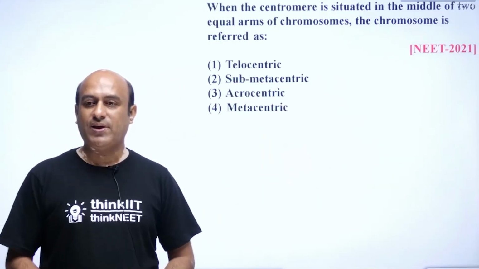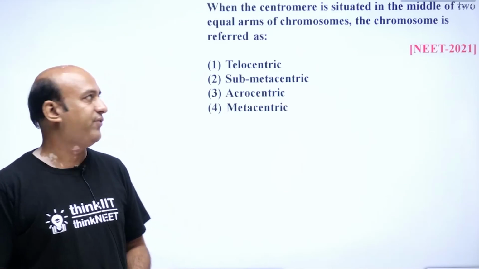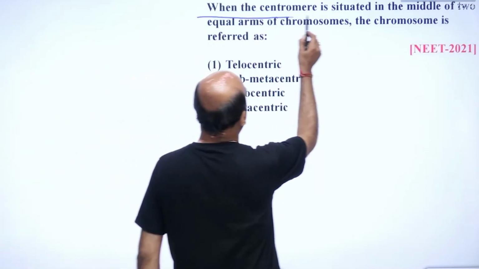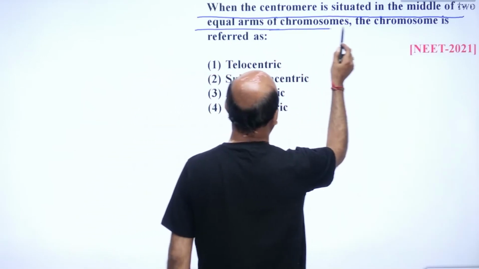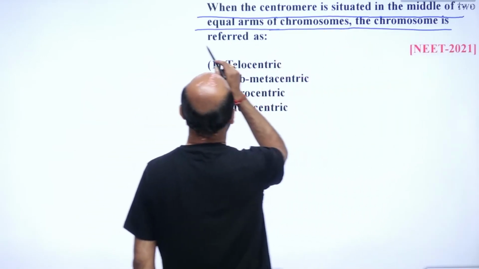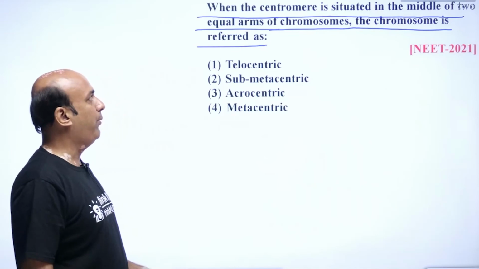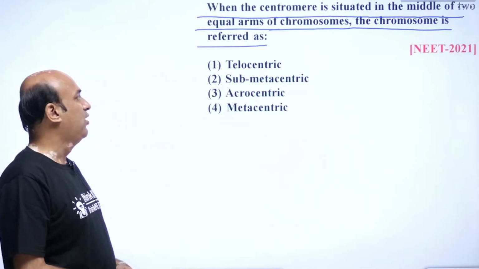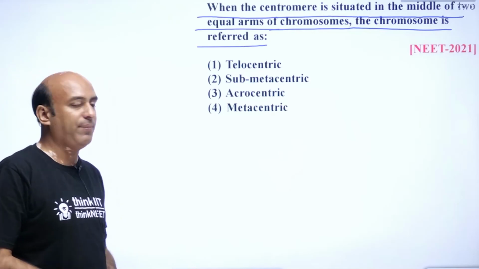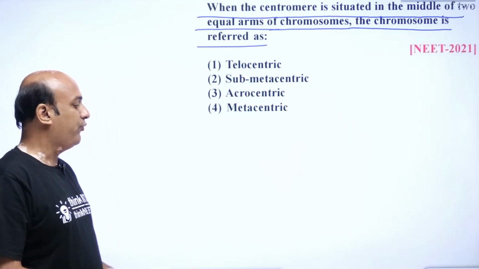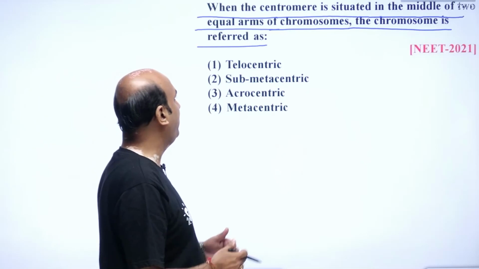Now student, let us come to the next question. Here the question is, when the centromere is situated in the middle of two equal arms of chromosomes, the chromosome is referred as. Here the options are option number 1 telocentric, option number 2 submetacentric, option number 3 acrocentric, and option number 4 metacentric. So student, here which option is the correct one?